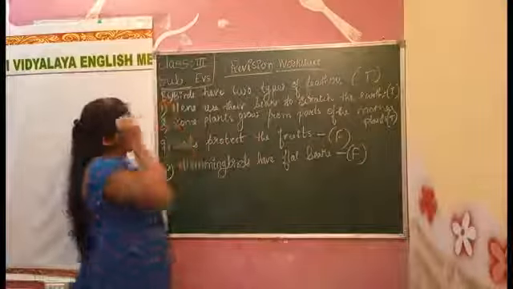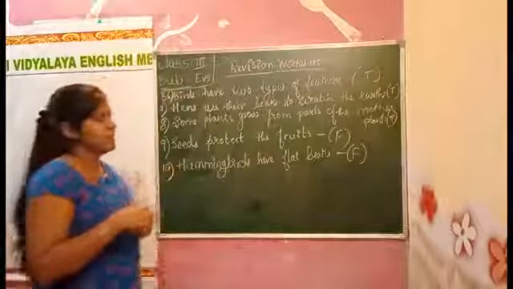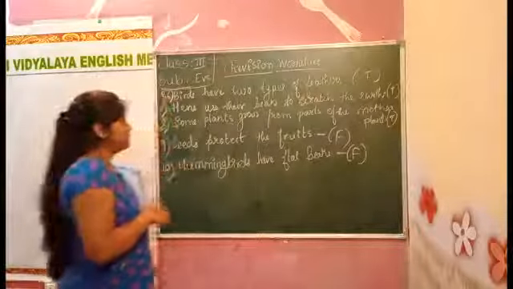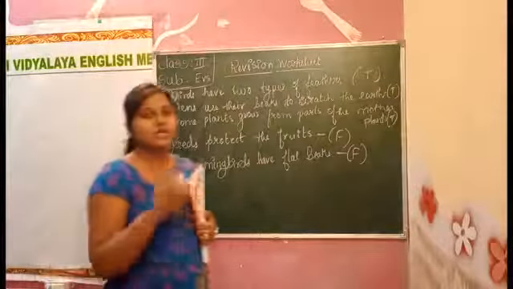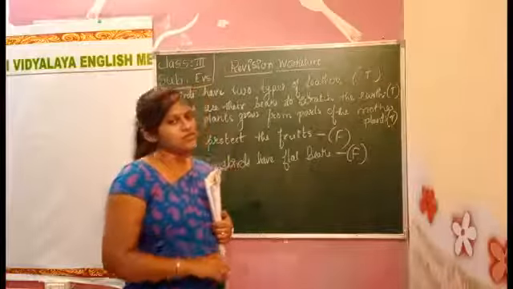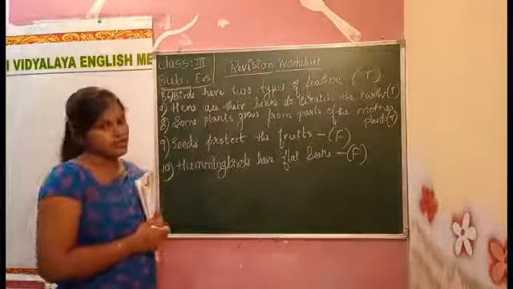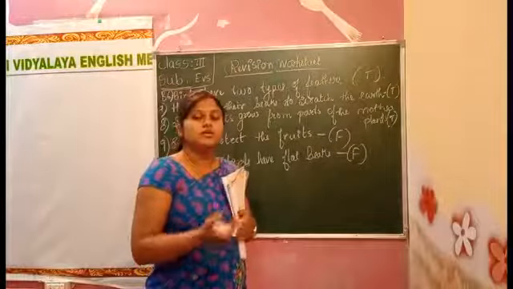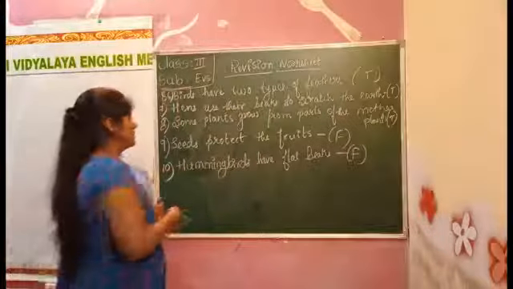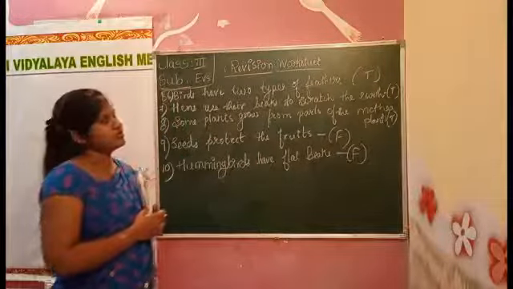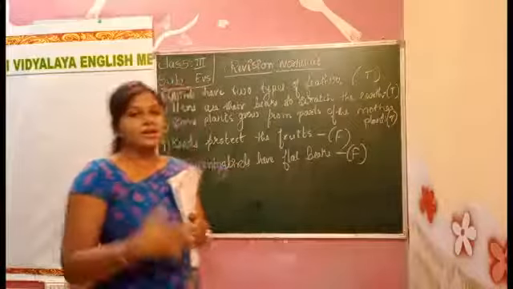The first one, birds have two types of feather. Yes, it has two types of feather, that is down feather and flight feather. And the next one, hens use their beaks to scratch the earth because they want to eat the insects from the earth. So they scratch the earth. Some plants grow from parts of the mother plant. Yes, some plants grow from the mother plant, which we cut now, and from that they start growing. Seeds protect the fruits. No, seeds do not protect the fruits. Seeds help to grow the plant.